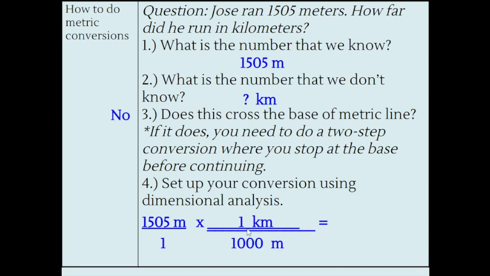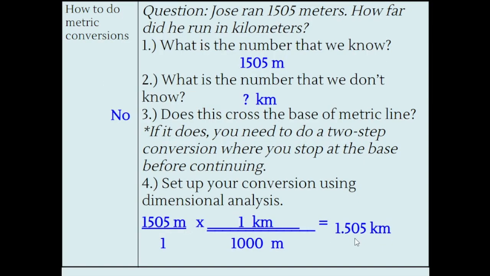We know that 1 kilometer is equivalent to 1,000 meters because we just saw that on our last slide, and it's something that's on our unit conversion cheat sheet. So because I have meters on top here, I should put meters on the bottom here. This way, when I multiply through, the meters on top cancel out with the meters on the bottom, and I get my final answer. My final answer should be 1.505 kilometers.